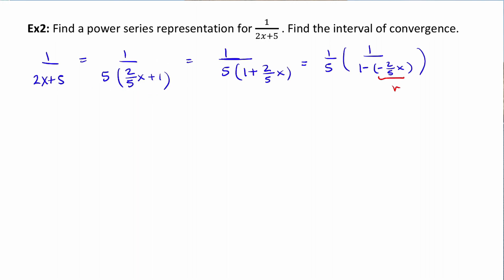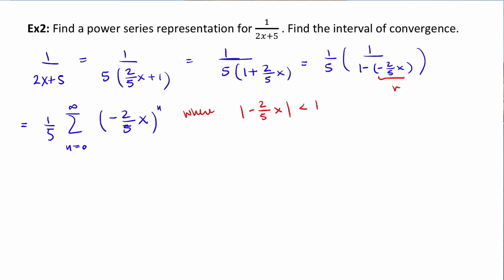So I can rewrite this as 1 over 5 times the sum from n equals 0 to infinity of negative 2 over 5x to the n. And then again, from here, I know the convergence. From here, I know that this converges given the fact that the absolute value of negative 2 over 5x has to be less than 1. This comes again from the geometric series.